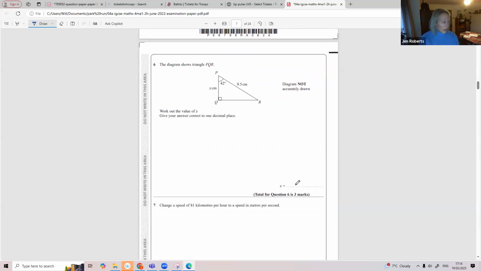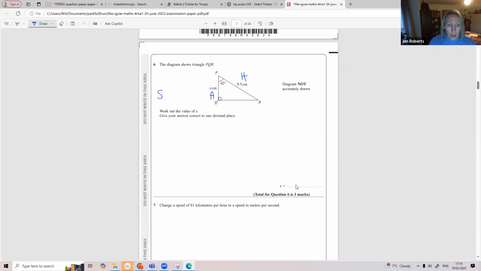Question 6. We're working out missing length. Hopefully you're just looking at that straight away and thinking right angle triangle. Given an angle, SOHCAHTOA. Which one is it? This is the adjacent. This is the hypotenuse. I won't label this length because there's no information on it.